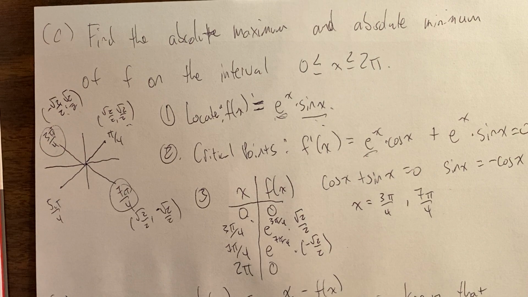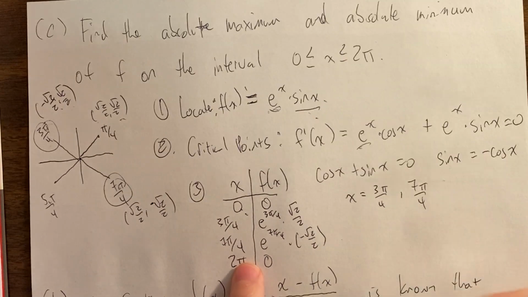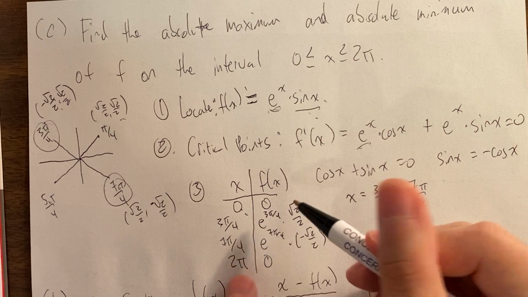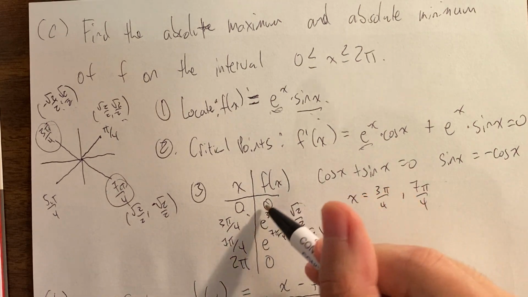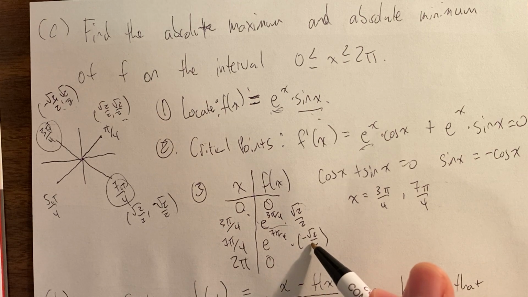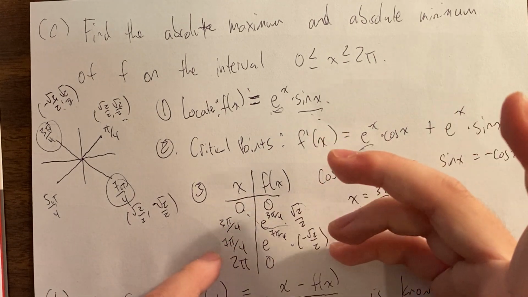And actually, even if these numbers are very complicated, like e to the 3 pi over 4 times root 2 over 2, it will still be easy to tell which one is the max or the min, because this is a positive number. Again, e to any number is positive. So this will be a positive number, and then this one will be a negative number. So this has to be the max. This has to be the min.